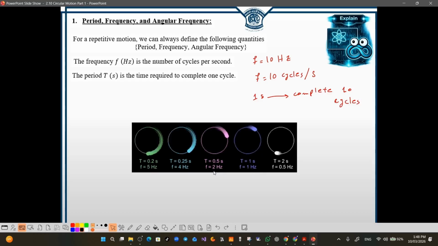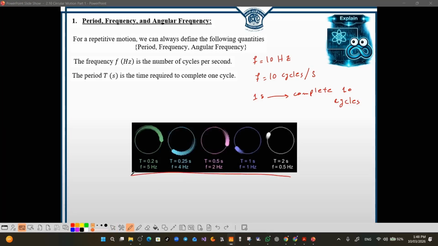2 hertz means 2 cycles in a second, 4 cycles in a second, 5 cycles in a second, which is much faster. As the frequency increases, the number of cycles per second increases. You can say that the period will decrease. So the largest period is to the right, and the least period is to the left. The opposite is true for the frequency, the largest to the left and the least to the right.